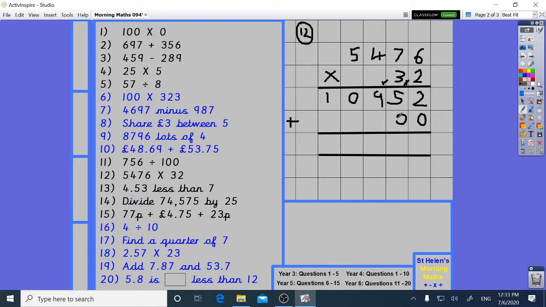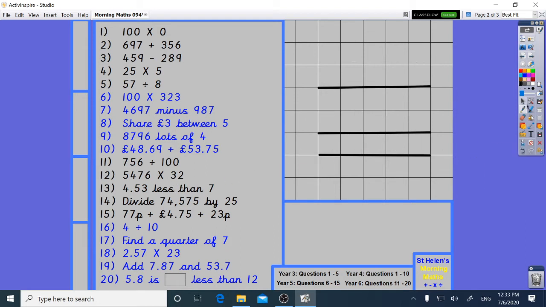Then it's 3 times 6 is 18. 3 times 7 is 21, plus 1 is 22. 3 times 4 is 12, plus the 2 is 14. 3 times 5 is 15, plus the 1, 16. 0 and 2 is 2. 8 and 5 is 13. Nice number bond there, gives us 12. Plus 1 is 5, 7, 1. 175,232. Looks reasonable. I'll check it later. It looks reasonable there. Moving on, question 13.